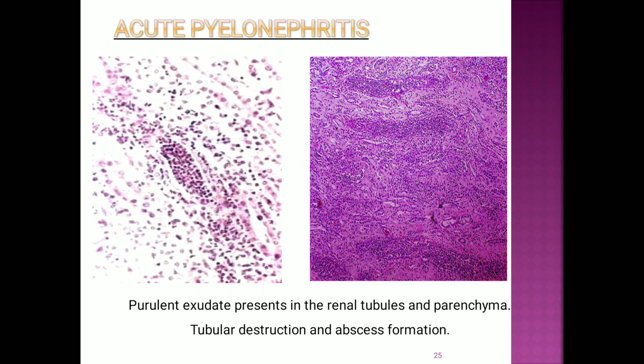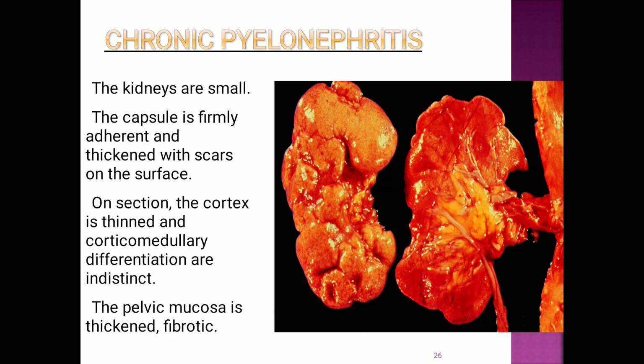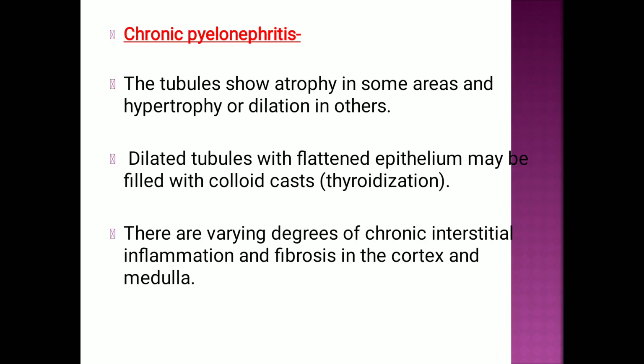Figure shows acute pyelonephritis. The purulent exudate is present in the renal tubules and parenchyma, along with tubular destruction and abscess formation. Figure shows chronic pyelonephritis. The kidneys are small, the capsule is firmly adherent and thickened with scars on the surface. On section, the cortex is thin and corticomedullary differentiation is indistinct. Pelvic mucosa is thickened and fibrotic.